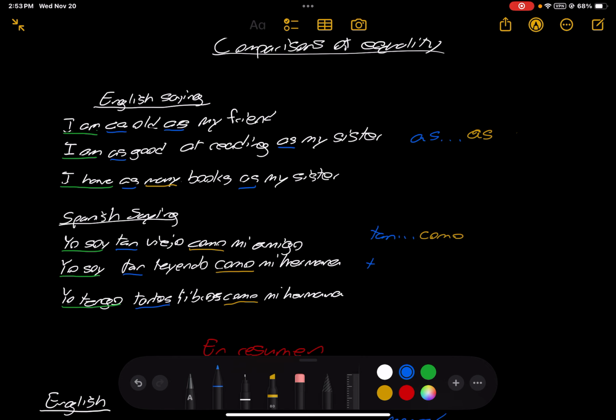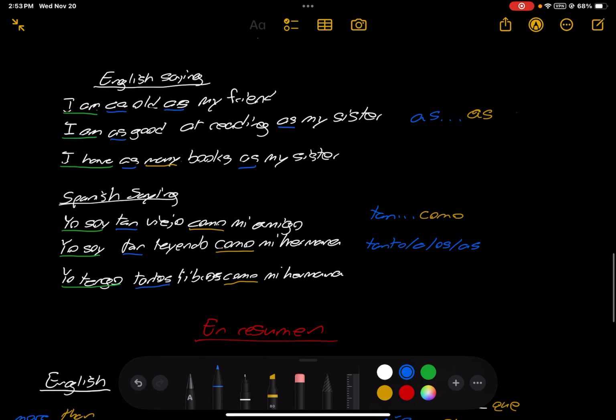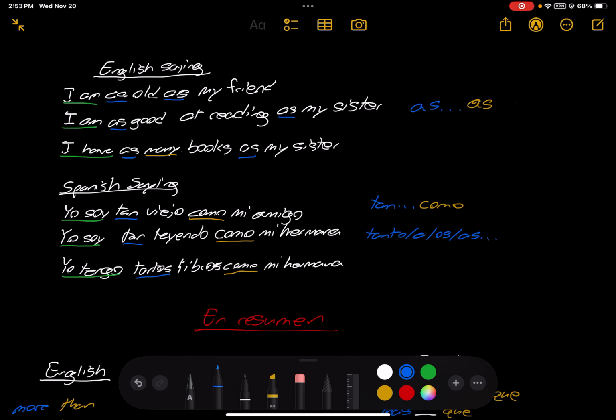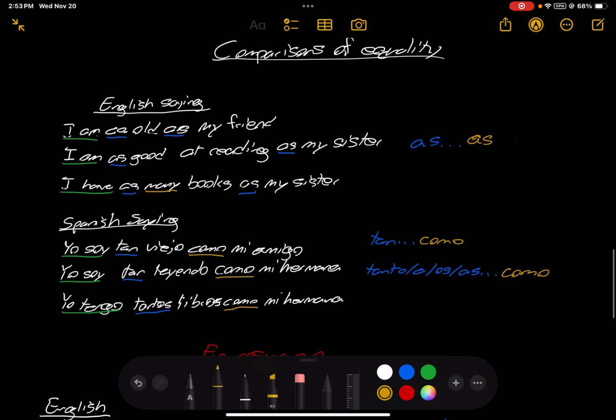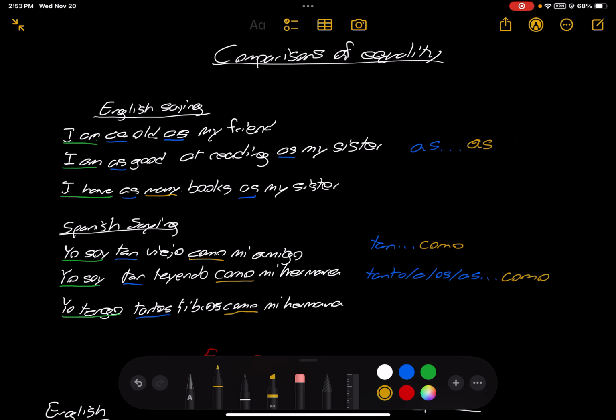So we have tanto, tanta, tantos, tantas, porque hay las formas de masculinos y femeninos, followed by como. Tan and tantos and its forms are both followed by como.